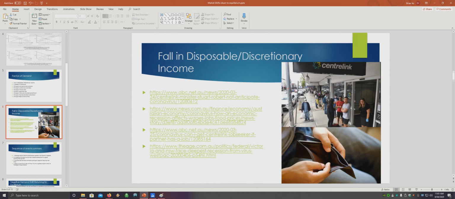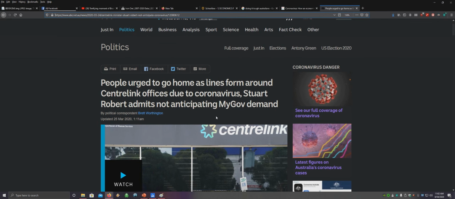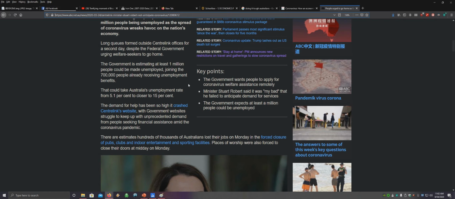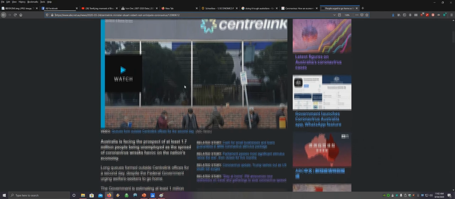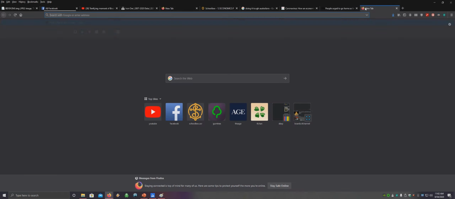I've got a bunch of articles here that I've linked, and we're going to go quickly through them. I suggest you read these in your own time to get the full gist of the situation. So first off, people urged to go home as lines form around Centrelink offices due to coronavirus. If you want an idea of how many people are currently unemployed or going to experience unemployment in the next few months, they reckon it's at least 1.7 million people.